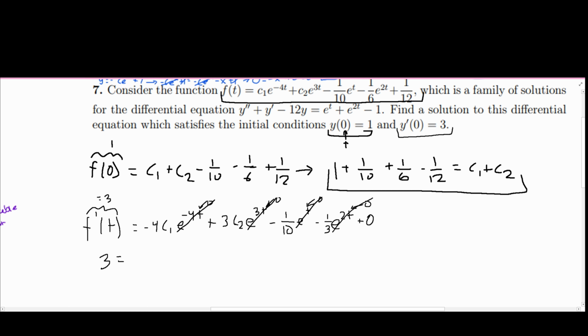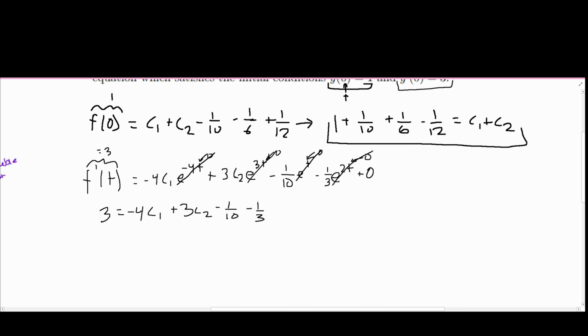This got a little messy, so we can rewrite this just like this. This is what we have now. Now, we can put all these on one side. All of these that don't have c's are going to go over here. We can plug them into our calculator and put them all together. To keep it clean, we'll leave it as a fraction. We'll write it as 103 divided by 30 is equal to negative 4 c1 plus 3 c2.